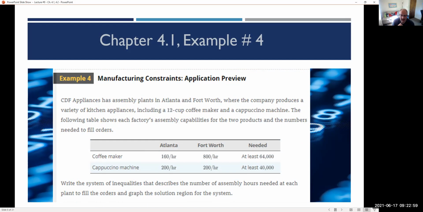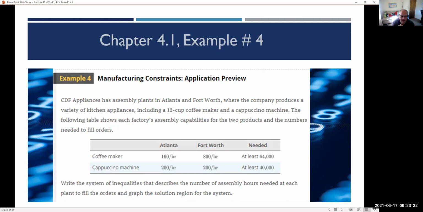It says CDF Appliances has assembly plants in Atlanta and Fort Worth, where the company produces a variety of kitchen appliances, including a 12-cup coffee maker and a cappuccino machine. The following table shows each factory's assembly capabilities for the two products and the numbers needed to fill the orders. And I have a table here. The table is talking about two different locations where I'm making my appliances, Atlanta and Fort Worth. It's also talking about the two kinds of appliances I'm making. I'm making coffee makers and cappuccino machines.